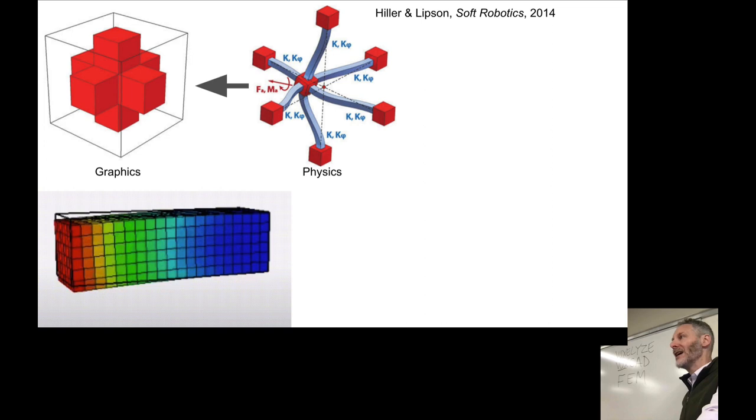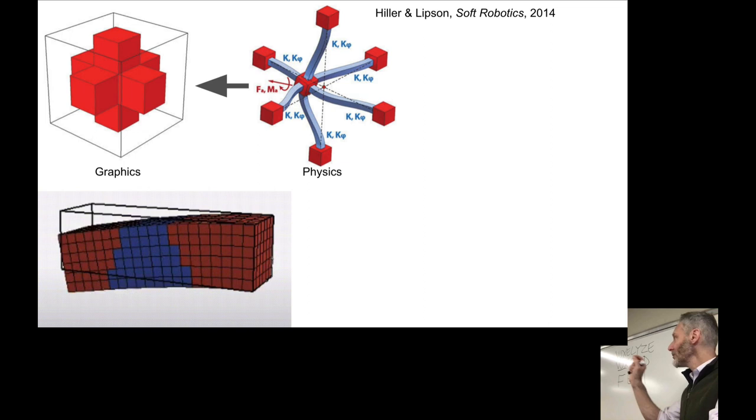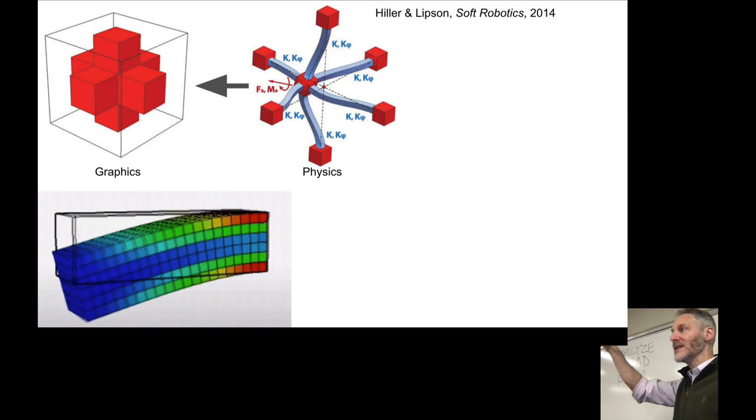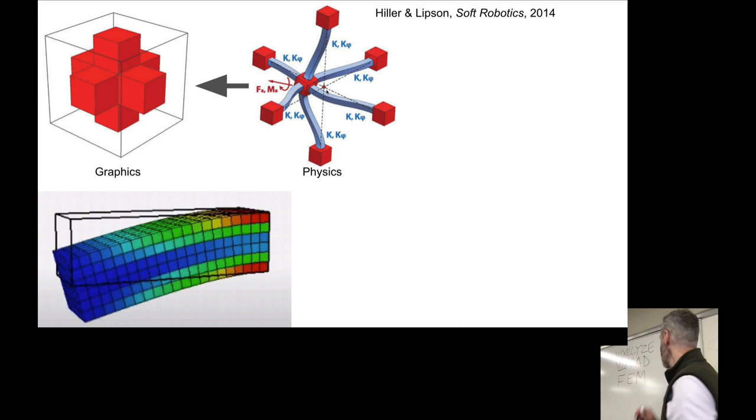So let's pull off the skin covering these voxels and look at what's actually going on in terms of the physics. When you define a material in the Vox simulator, you place a whole bunch of voxels here, here, here, here, and so on. Those voxels are not simulated in the physics as voxels. They're simulated as point masses. They're things that actually don't have a dimension at all.